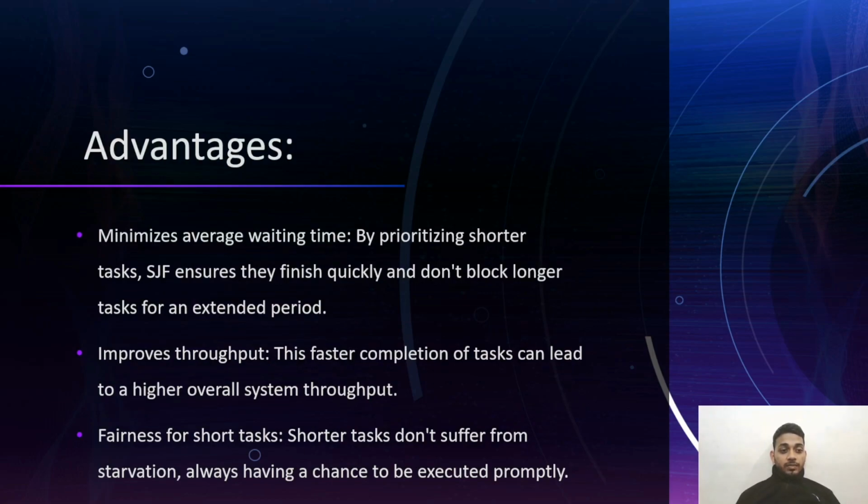Advantages: minimizes average waiting time by prioritizing shorter tasks. SJF ensures they finish quickly and don't block longer tasks for an extended period. Improves throughput. This faster completion of tasks can lead to a higher overall system throughput. Fairness for short tasks. Shorter tasks don't suffer from starvation, always having a chance to be executed promptly.